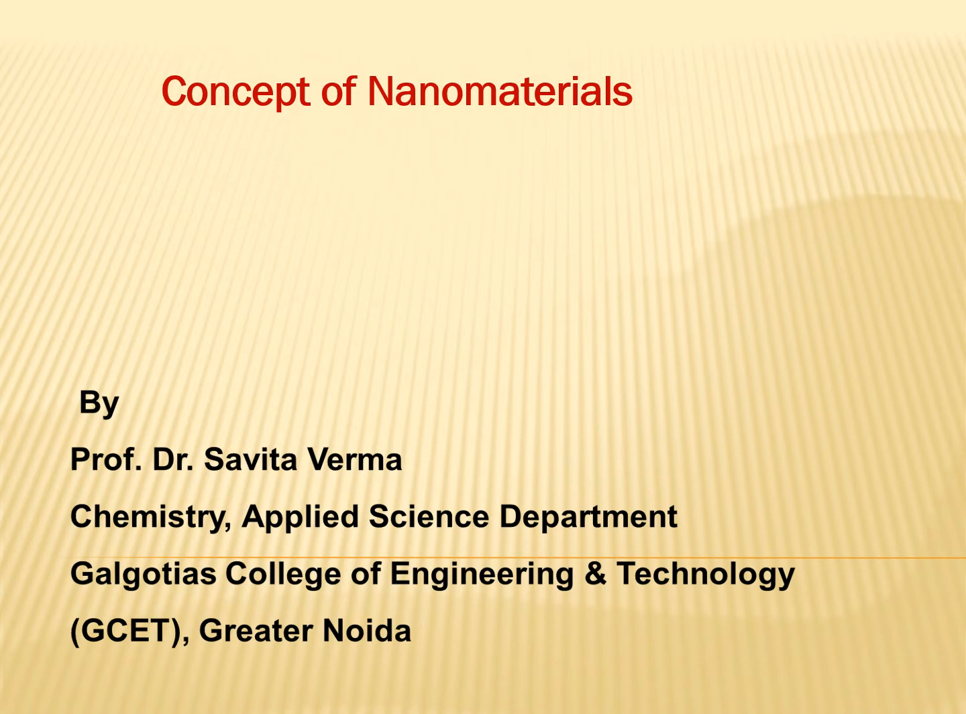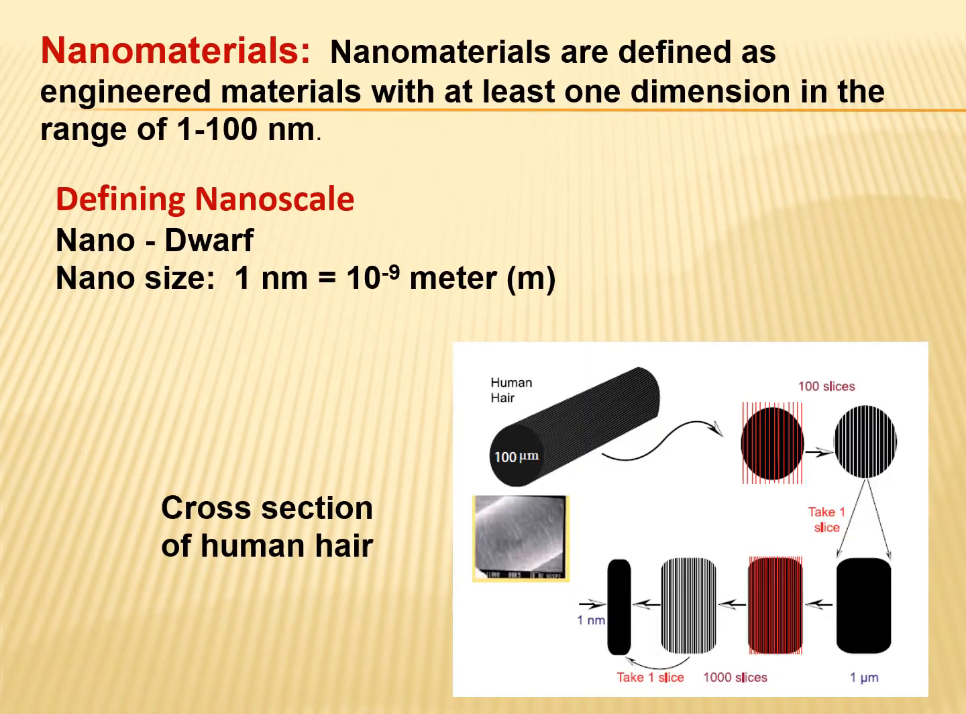In this PPT, I'm going to talk about the concept of nanomaterials. Now, what are nanomaterials? Nanomaterials are defined as engineered materials with at least one dimension in the range of 1 to 100 nanometers. Nano means dwarf. 1 nanometer is equal to 10 to the power minus 9 meter. How small is it? You can imagine how small it is by watching the nano-size slices of human hair.